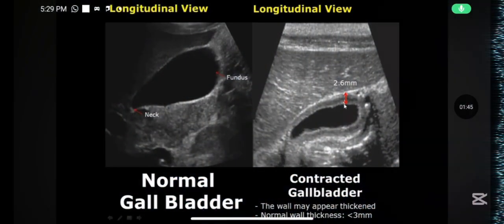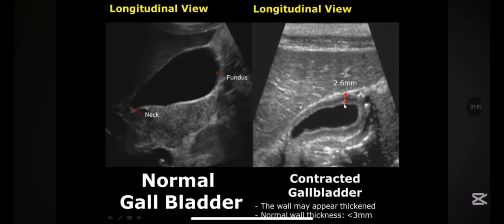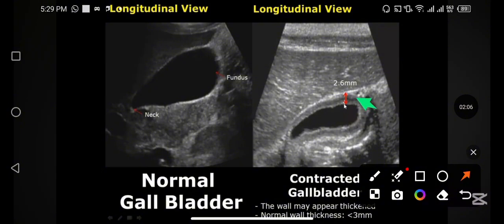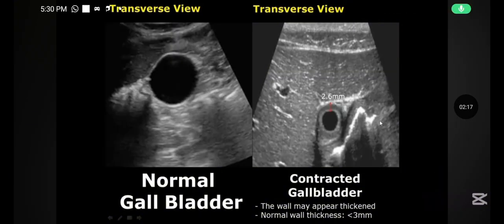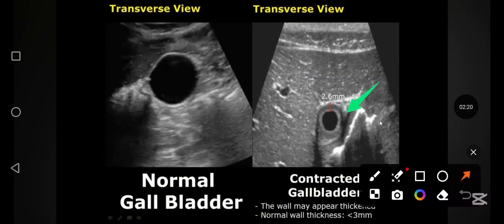The next one is the contracted gallbladder. It occurs when the person has recently eaten and the walls may appear thicker than normal. But as you can see, it is less than 3 mm. It is the transverse view of the contracted gallbladder.